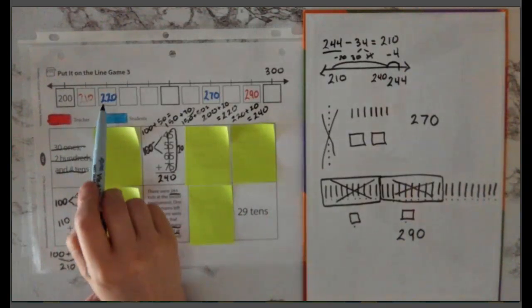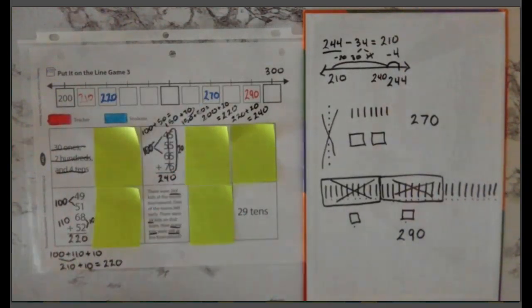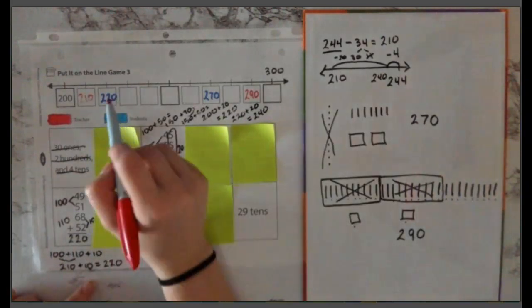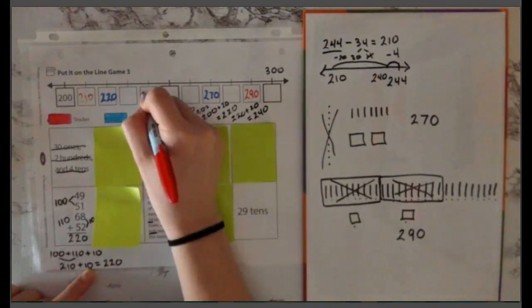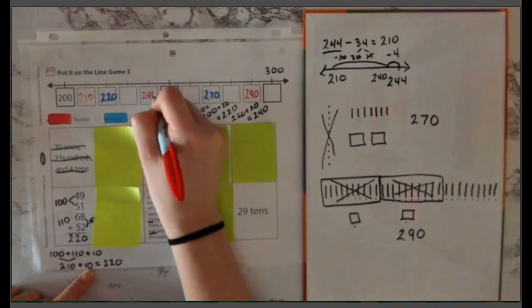240, should that go closer to 220 or 270? It's a little closer to 220. If we count 220 plus 10 more is 230, plus 10 more is 240.